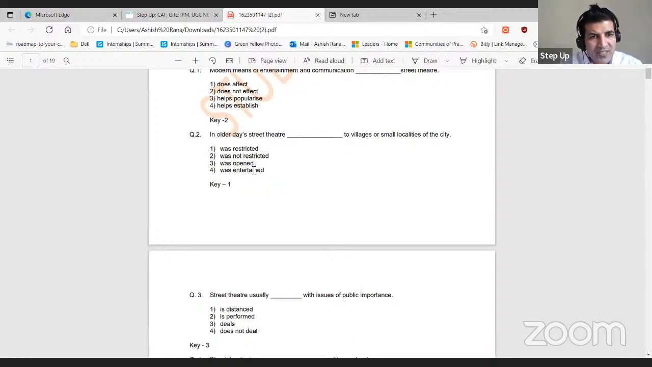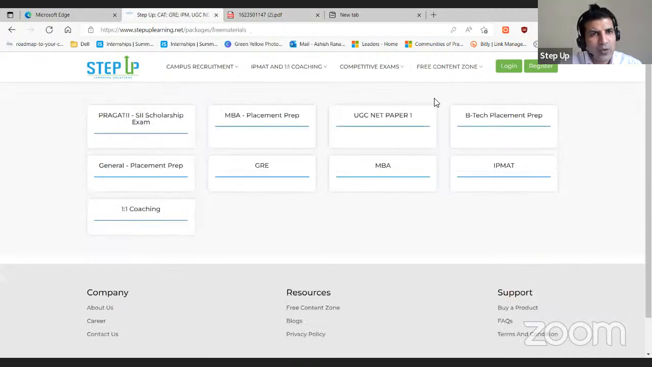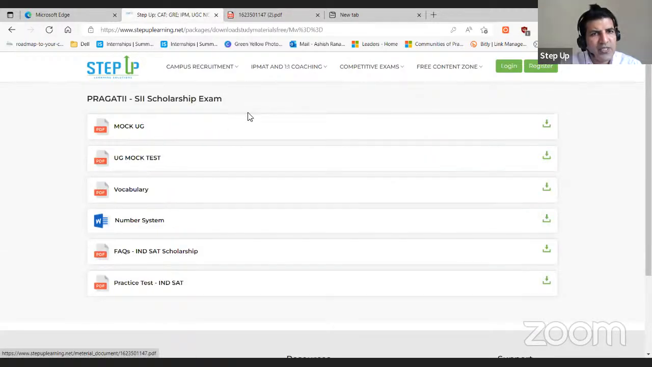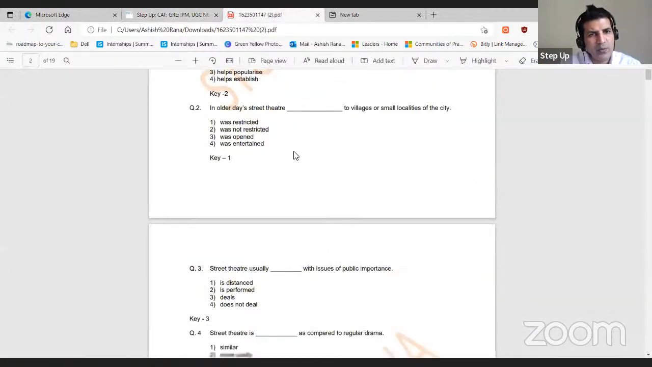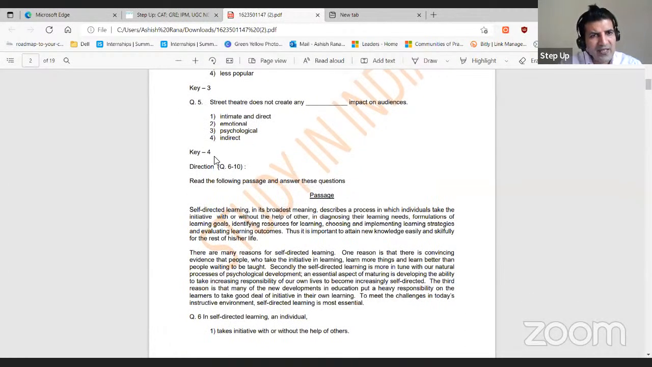All right. So this is called an unseen passage. And from where did I get this paper? If you go to free content zone on our website, stepuplearning.net, under that, if you go to PRAGATII SII exam, you will get this UG mock test. And this is where I got this from. Okay. So there are 5 questions on this particular passage and the answers are also there.